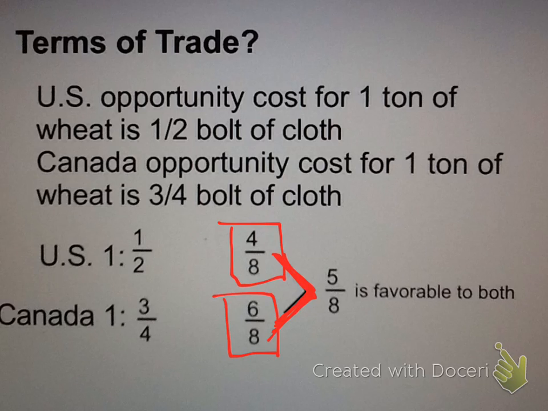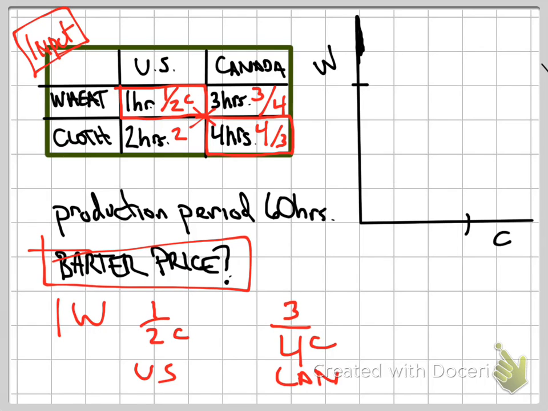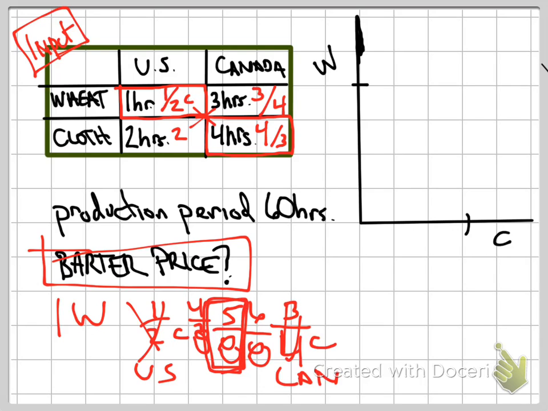If we look at the midpoint in between, 5/8 would be something favorable to both for trade. Changing to common denominators, we'd have 4/8 here, and this would be 6/8, and now we have a common balance: 5/8 units is the bartering price. In this case, 1 ton of wheat would be traded, by agreement, for 5/8 units of cloth.